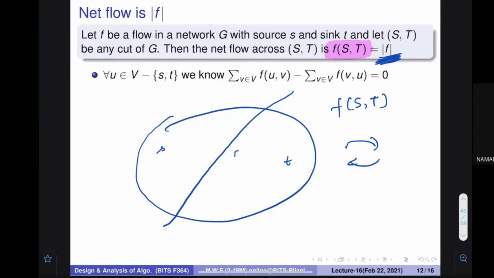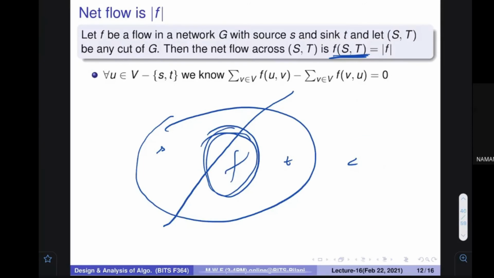If you are having a network flow of F, then this cut is also going to have that particular value. Very interesting idea: if you have a cut, then this particular cut is also going to have the same flow. How can you show this? So you can show this in this particular way.